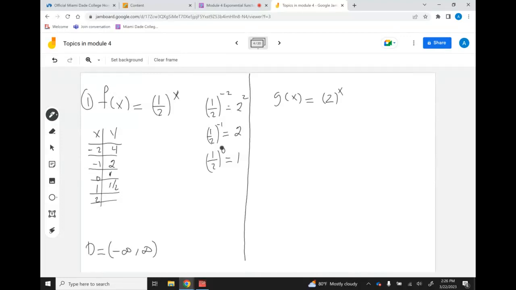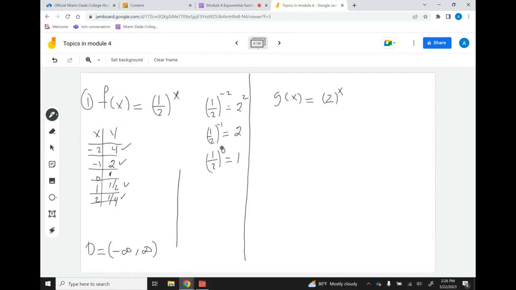2 to the 1/2 raised to the second power will be 1/4. I want you to pay attention closely to this. Notice that when x is -2, you get 4. But when x is 2, you get 1/4. So notice that the 4 and the 1/4 are reciprocals of each other. The same thing for the 2 and 1/2, and so on. So this is the table that you must generate when you have these exponential functions.